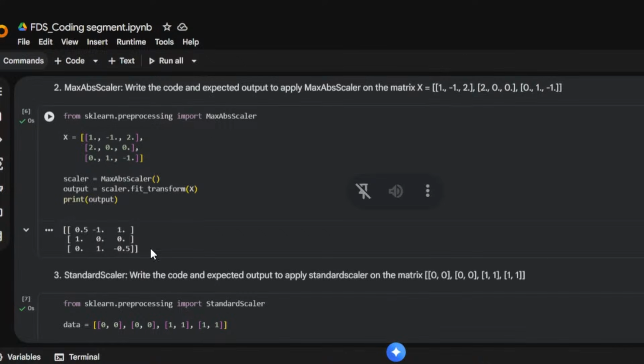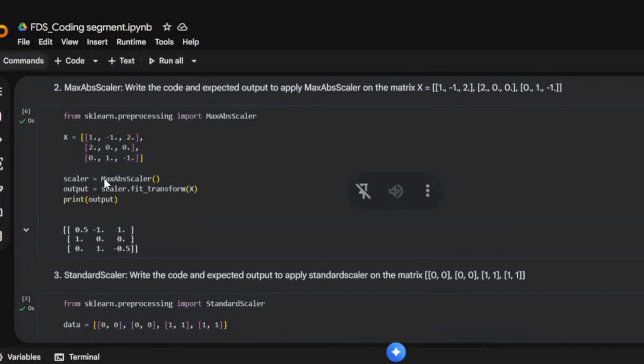Okay, the next question. Here we are using max scaler. So, we are given a data set as usual. First line, we are importing the max scaler. Second line, we are setting the data and assigning it to a variable. So you can write it like this: 1, -1, 2. You can just basically copy the question. So here, if you see, this is a 3 cross 3 matrix.